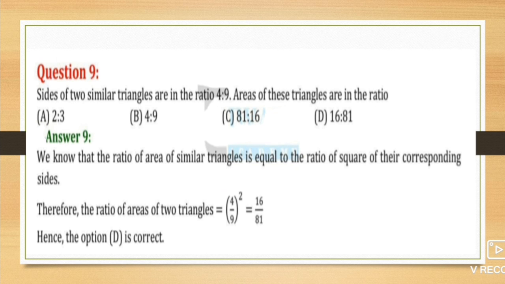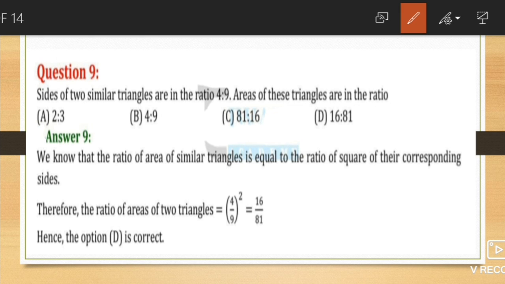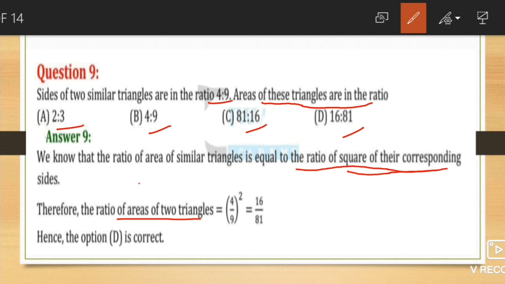Okay, now question number 9. The sides of two similar triangles are in the ratio 4:9. The areas of these triangles are in the ratio 2:3, 4:9, 81:16, or 16:81. We know that the ratio of the areas of similar triangles is equal to the ratio of the squares of their corresponding sides.